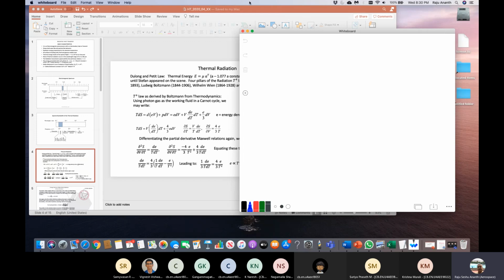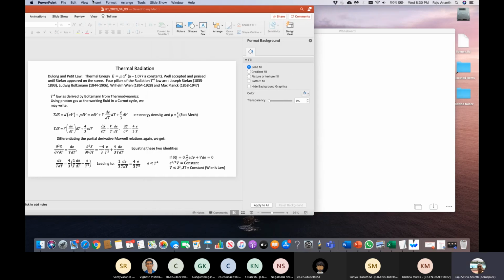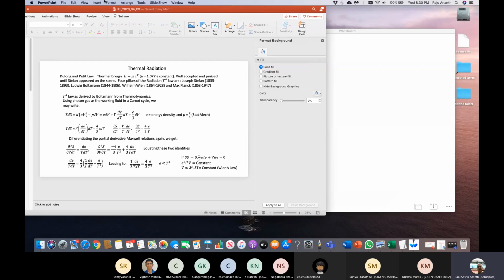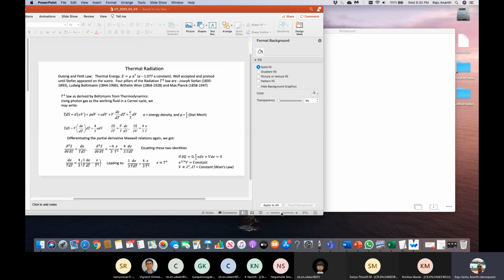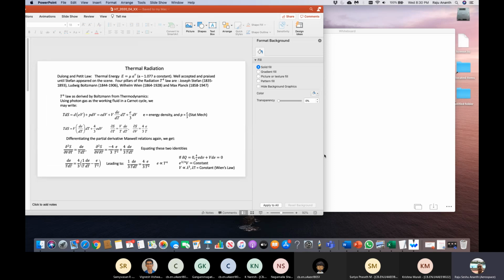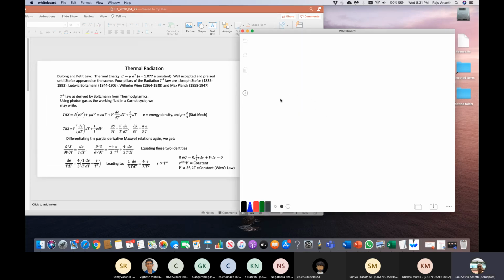So let me just go here a little bit. I want to see that a little bit more. All right, let's see. Okay, so what Boltzmann assumed as a working fluid in a Carnot cycle is basically the photons, a photon gas.